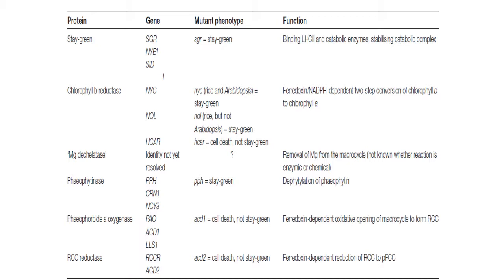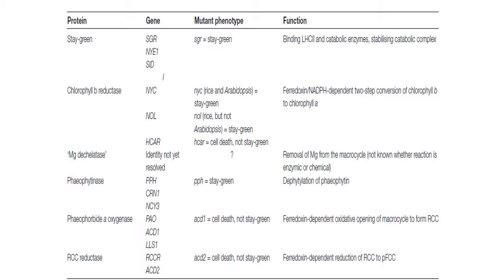These are the genes and traits responsible for stay-green traits. For stay-green: SGR, NYE1, SID. The mutant gene is stay-green, that is SGR, and the function is binding LHCII, that is light-harvesting chlorophyll a/b-binding complex II, and the catabolic enzyme stabilizing catabolic complex. Then chlorophyll b reductase, that is responsible from the gene NYC in rice and Arabidopsis. This functions in ferredoxin or NADPH dependent two-step conversion of chlorophyll b to chlorophyll a.